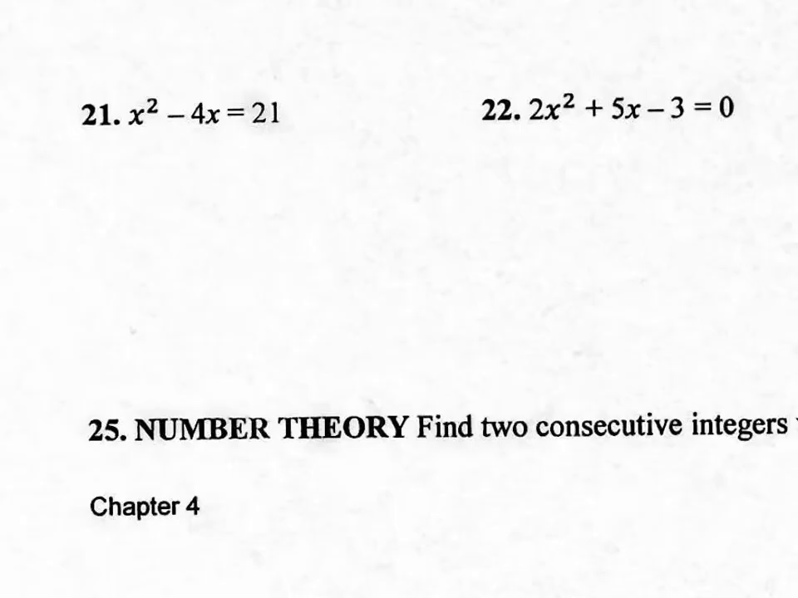Let's jump to number 21 and 22. 21, you might think that's difficult. It's not. First of all, it's not in standard form. You don't have ax squared plus bx plus c. You really have ax squared plus bx equals c. You don't want the equal c. You want the c on this side, and you want it to be equal to 0.